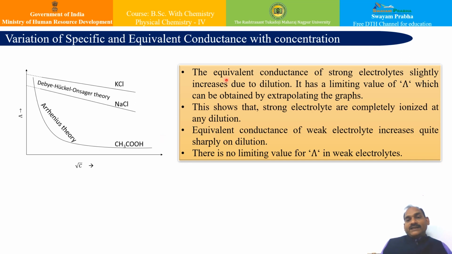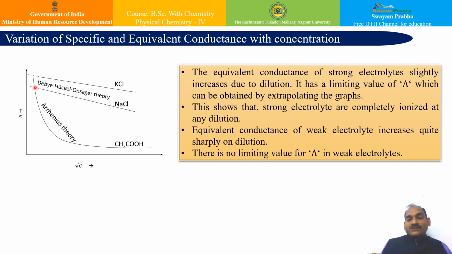We say that the equivalent conductance of strong electrolyte slightly increases on dilution. It has a limiting value of lambda at any of this point across this axis, which can be obtained by extrapolating the graph. This is only true for strong electrolyte. This shows that the strong electrolytes are completely ionized at any dilution. It can be clear from this.